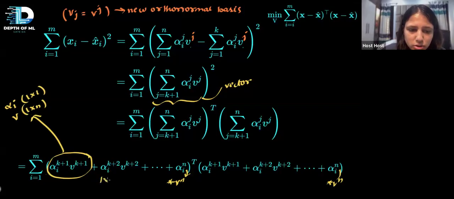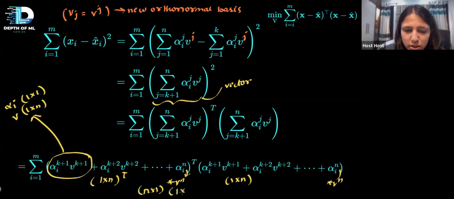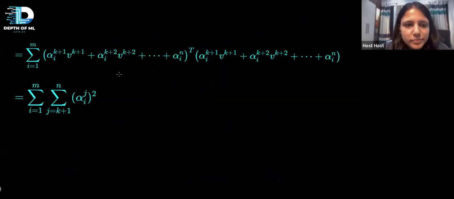Correct. Right? So now I'm taking a transpose of that vector. Now this is a sum of 1 cross n plus 1 cross n plus 1 cross n vectors, right? So this whole thing is 1 cross n whole transpose. This is n cross 1 and this is 1 cross n. So this is actually n cross 1 multiplied with 1 cross n. So the resulting thing will be a matrix of dimension n cross n. Make sense? Fine. Okay.